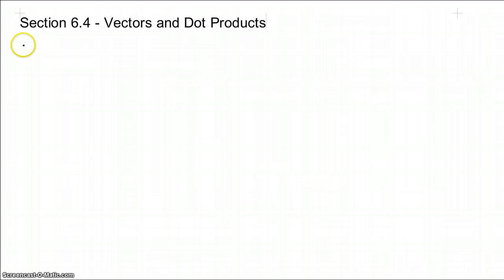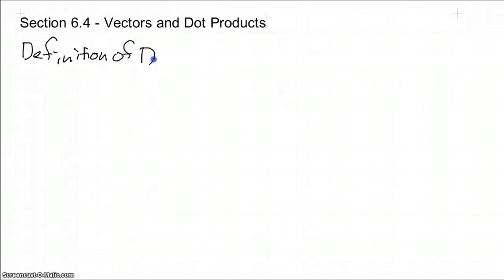So when we talk about a dot product, basically we're talking about doing an operation like addition or subtraction or multiplication or division, but we're doing it with vectors. So let's start with the definition of dot product.